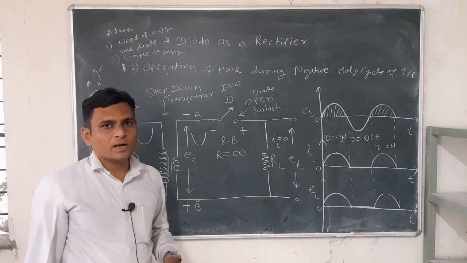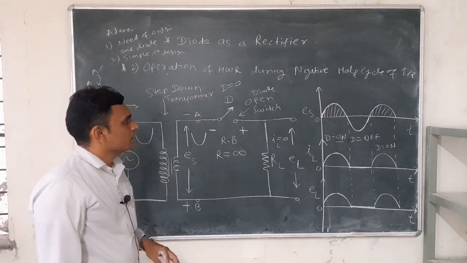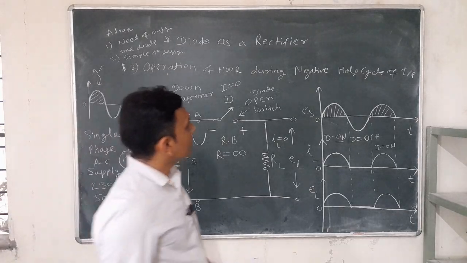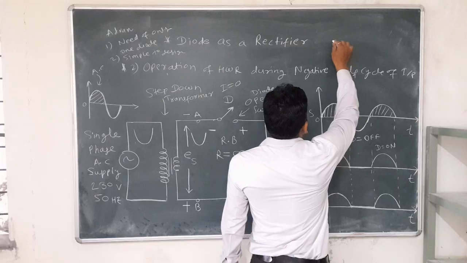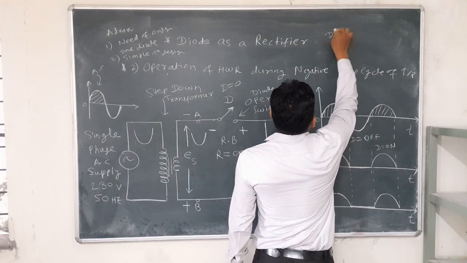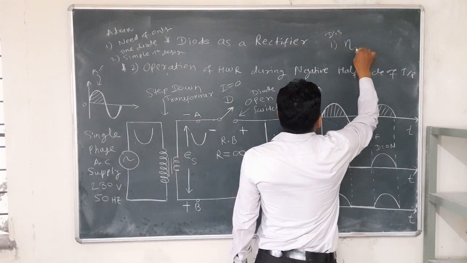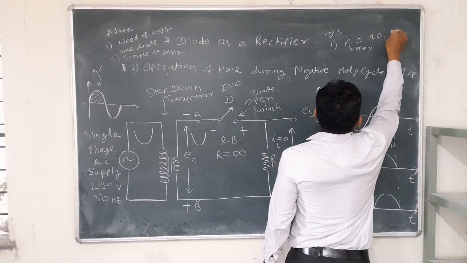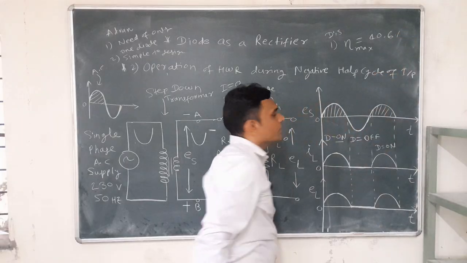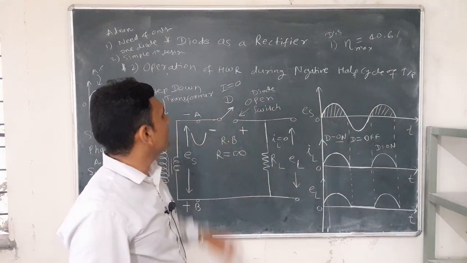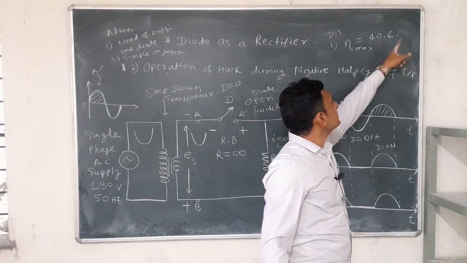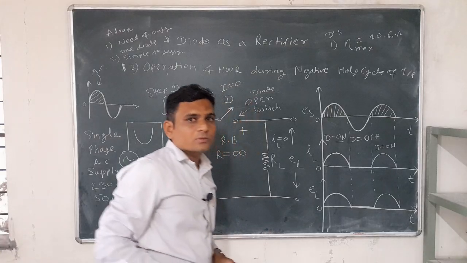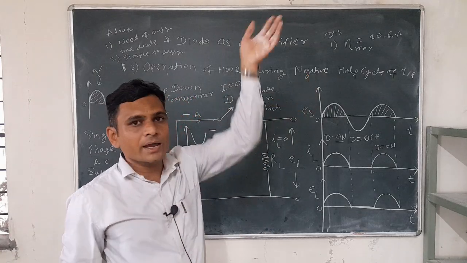Then this half wave rectifier has drawbacks. The first drawback is that the maximum theoretical efficiency is very less, only 40.6%. The maximum efficiency with this half wave rectifier is only 40.6%. This efficiency value should be as high as possible.